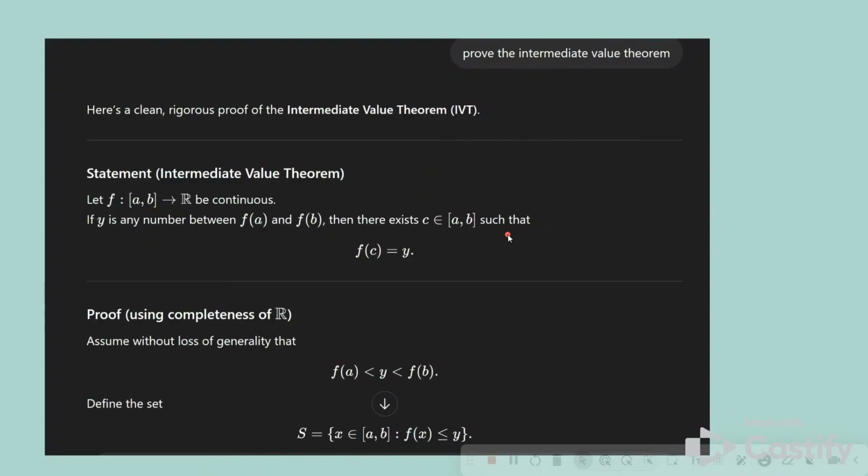Boo! So here's what happened when I first asked it to prove the intermediate value theorem.